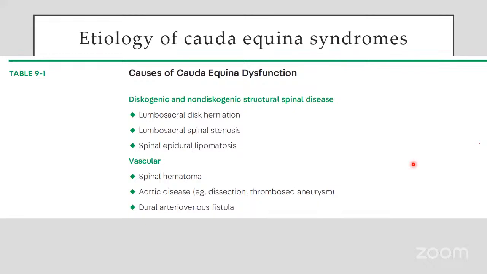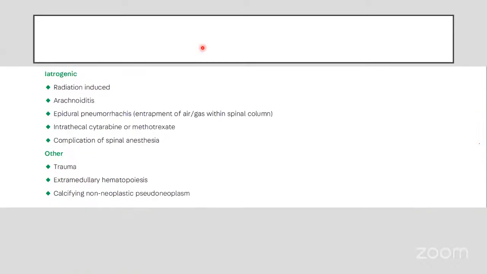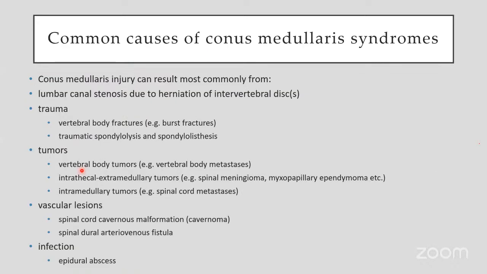These are etiologies of cauda equina syndrome, due to structural spinal disease, vascular, neoplastic, inflammatory, infectious, iatrogenic, and other causes. Common causes of conus medullaris syndromes are lumbar canal stenosis, traumatic vertebral body fractures, traumatic spondylosis and spondylolisthesis, vertebral body tumors, intrathecal and extramedullary tumors, intramedullary tumors, and spinal cord AV malformation or spinal dural AV fistula.